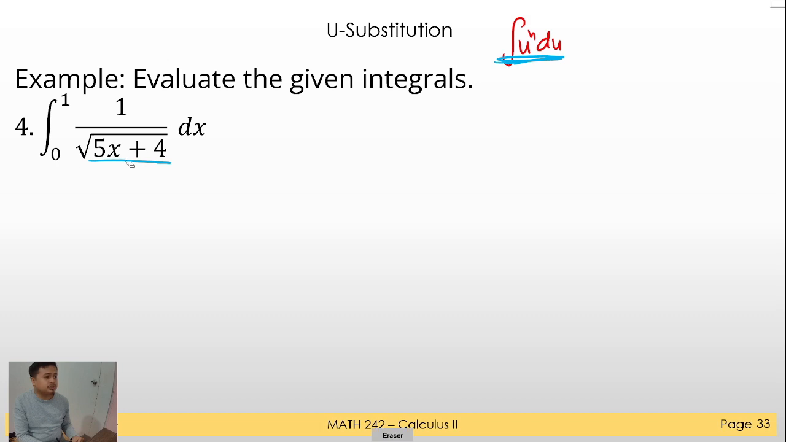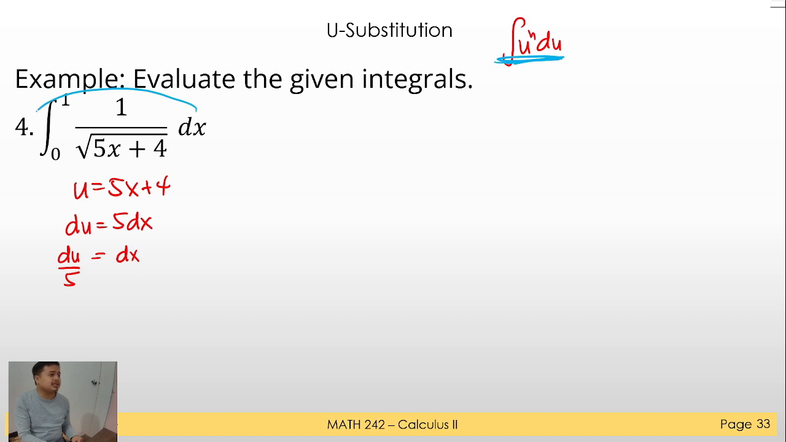So we have to use u substitution to simplify this 5x plus 4 into just u. So we have to let u is equal to 5x plus 4. And then the derivative of u, so again, if you have this u, find the derivative as well. So we have 5 dx. And after that, we have to change this. We have to also change this. So dx is equal to du over 5.